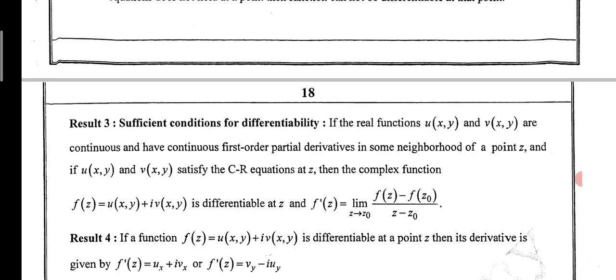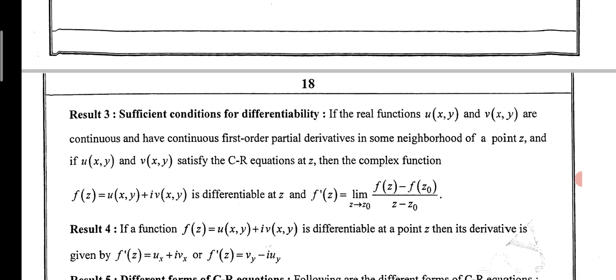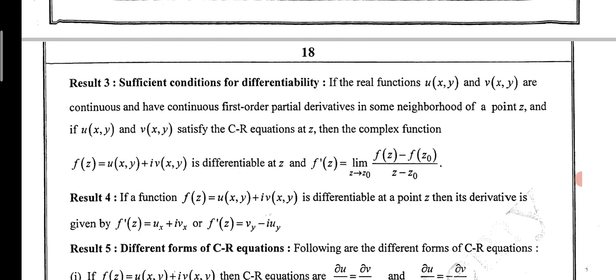If the real functions u(x,y) and v(x,y) are continuous and have continuous first order partial derivatives in some neighborhood of a point z, and if u(x,y) and v(x,y) satisfy the CR equations at z, then the complex function f(z) = u(x,y) + i v(x,y) is differentiable at z, and f'(z) equals the limit as z tends to z0 of (f(z) - f(z0)) / (z - z0).